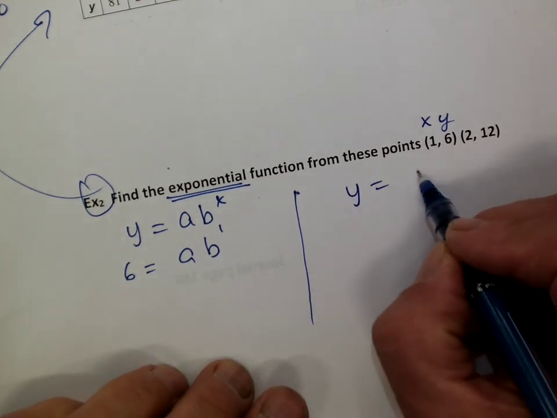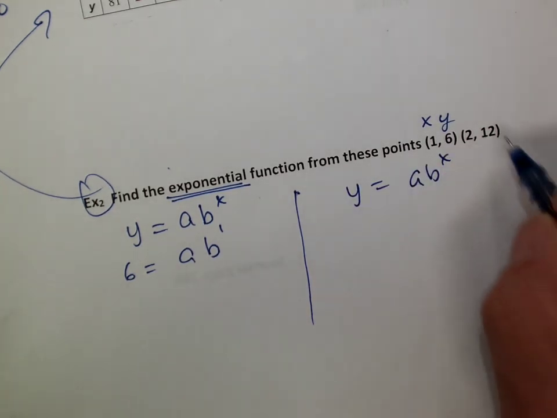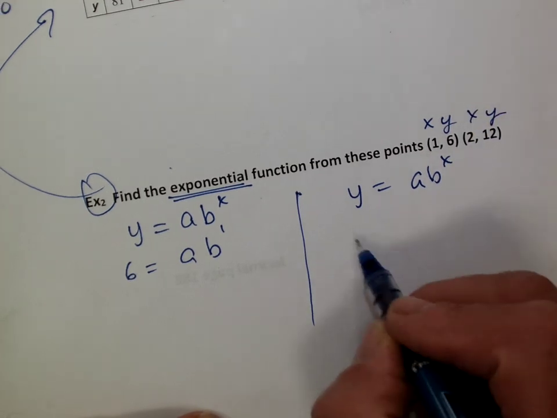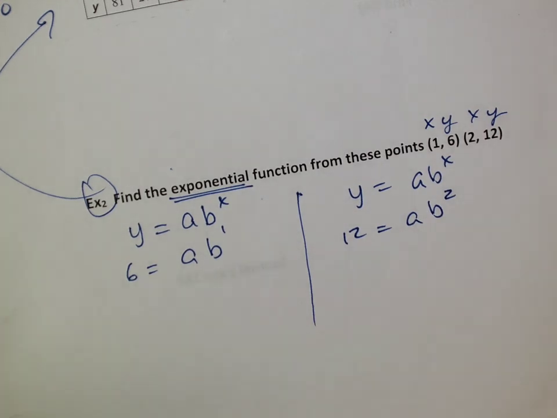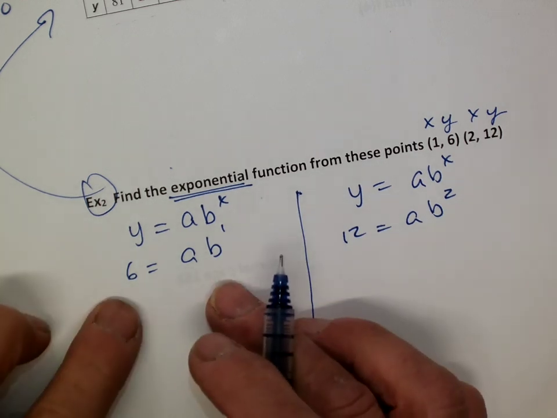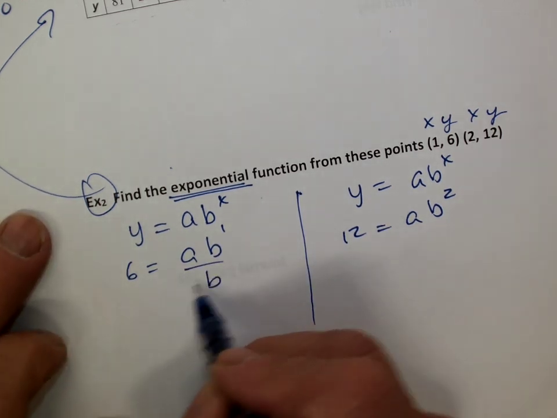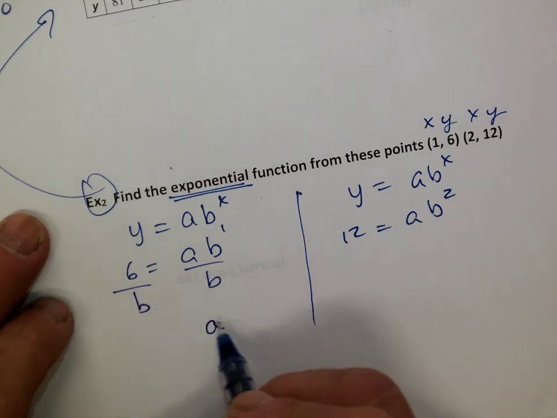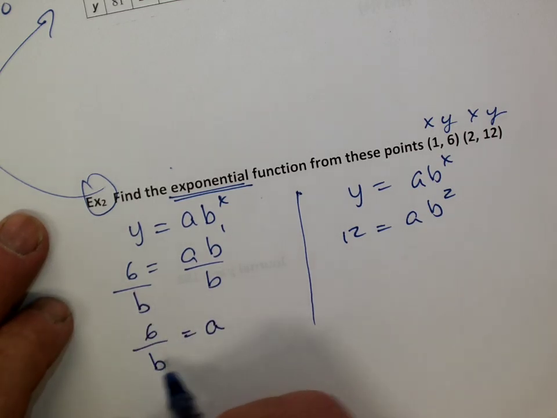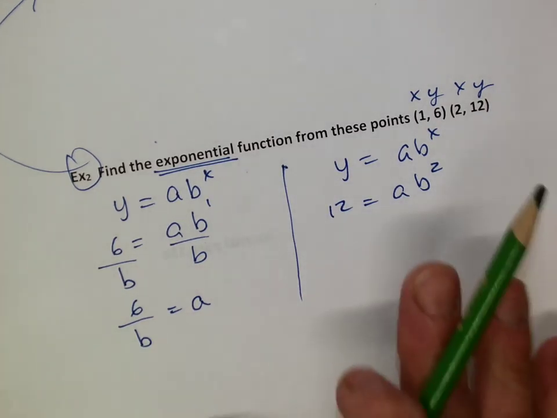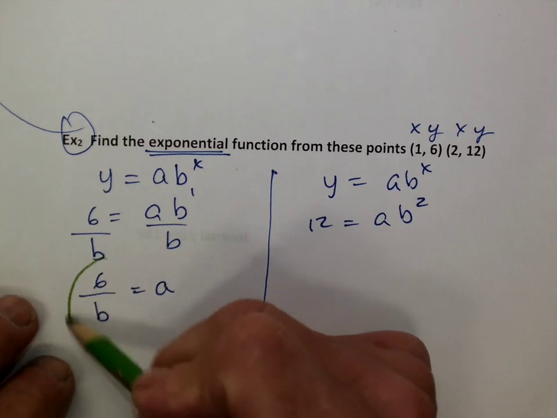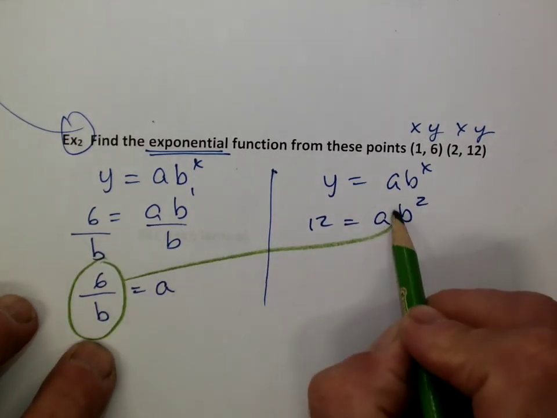Y equals ab to the x. But this time, let's plug in the 2 and the 12, right? So 12 equals ab to the 2 power, okay? How am I doing? Well, I still have 2 variables, but I'm going to go over here, and if I were to divide by b, I'd have a equals 6 over b, okay? How's that going to help? I'm going to substitute. So I'm going to take 6 over b and plug it in for a, okay?